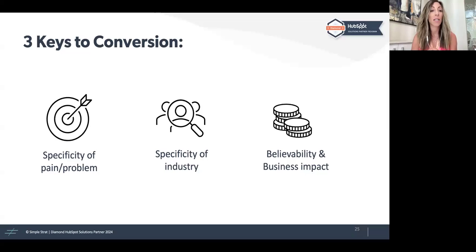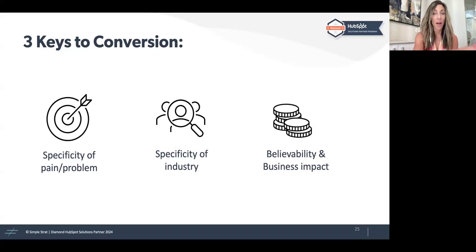So the first one is going to be the specificity of the pain or the problem. So if Alexis is talking to me about something relative to her HubSpot portal, and the specificity of her problem was, let's say that she's working in a consulting firm, and they need to be able to track referrals, and their inability to track referrals means they can't get marketing investment the way they need to.